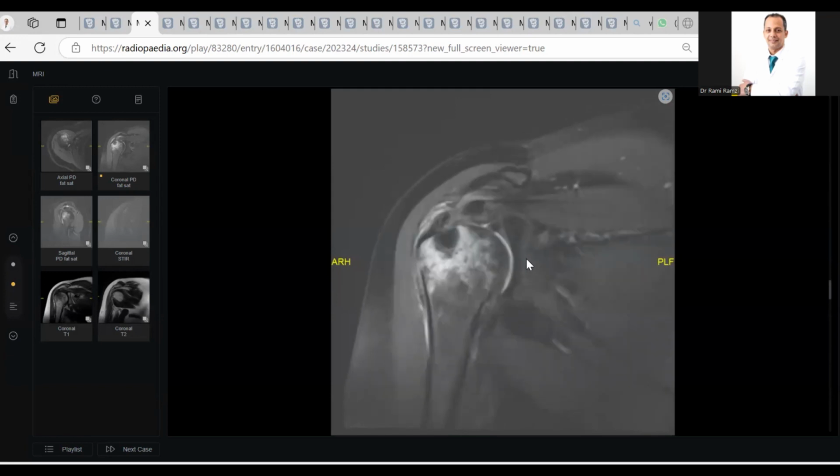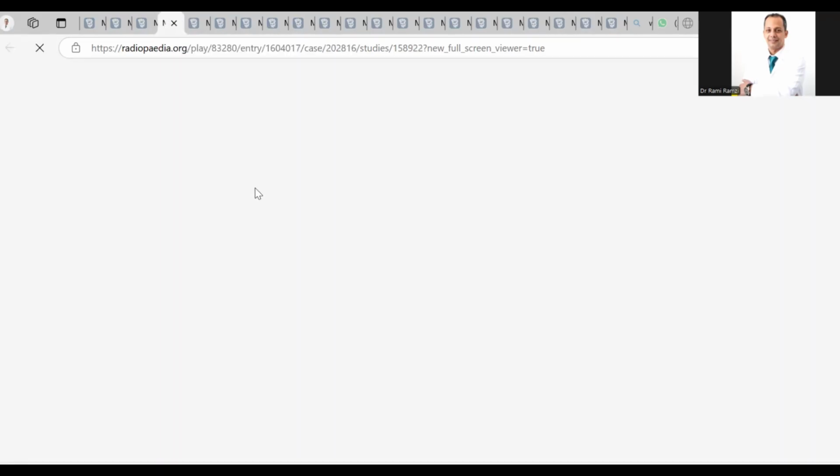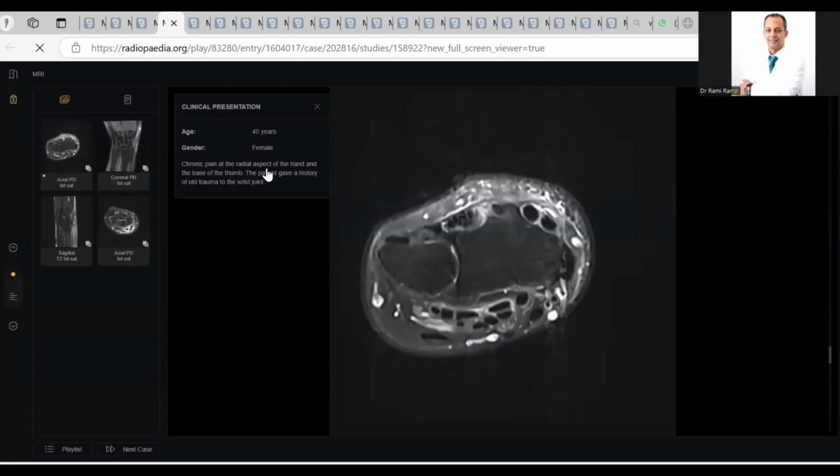I could not make out. What is your next step? The next step would be to refer to the orthopedician for further management and review the previous imaging if available.